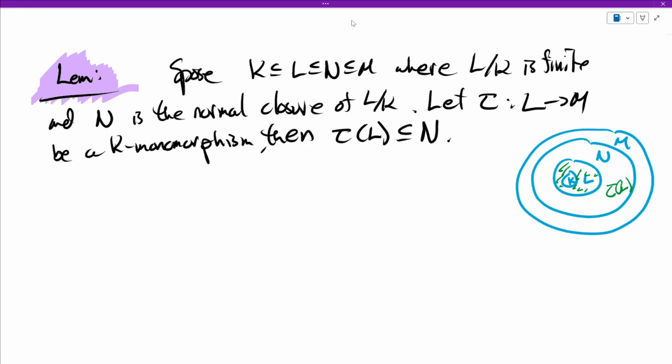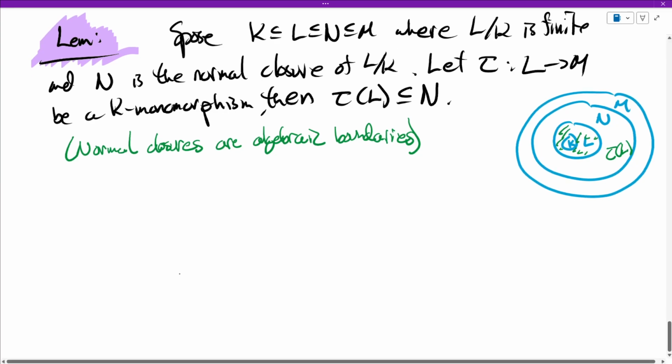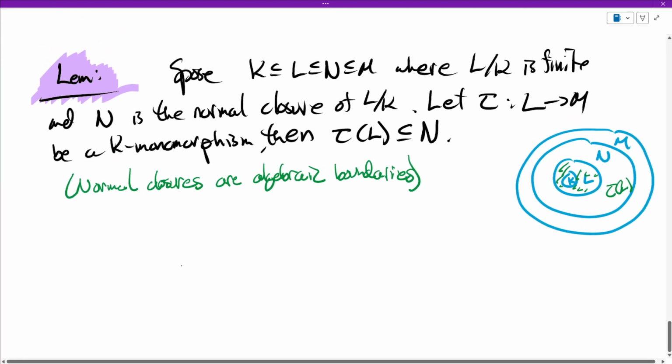So for this reason, I like to think that this lemma is saying that normal closures are kind of algebraic boundaries. You can't leave them with a monomorphism. It's not possible. You always must stay inside of them. And that's what this lemma is saying, or at least that's how I like to think about it. Normal closures are algebraic boundaries.